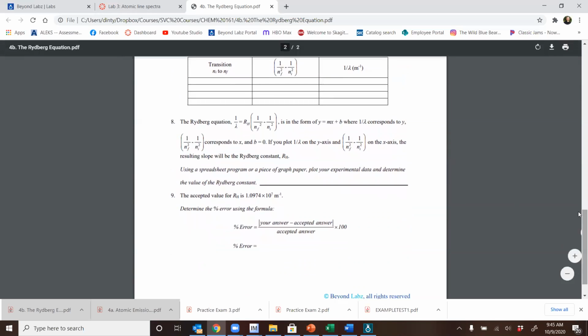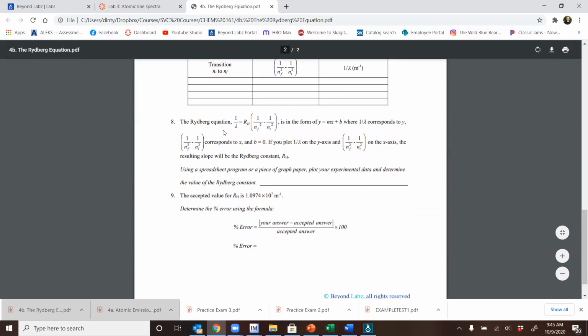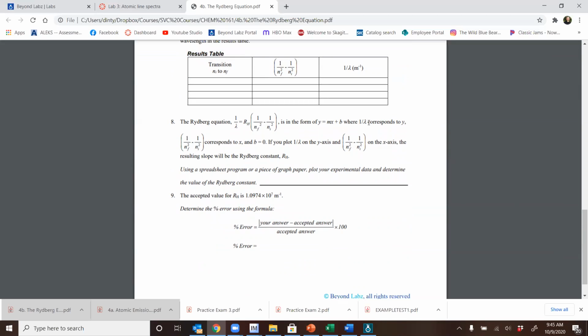And the cool thing is we can use a spreadsheet to graph where 1 over our wavelength is our y-axis, and then what's in the parentheses here is our x-axis, because this is actually a linear form, all right? So if this is y equals mx plus b, and b is 0, then in this case, y would be 1 over wavelength. X would be what we get when we put our integers into this parentheses. And if we graph those two, the slope of that line should be the Rydberg constant.